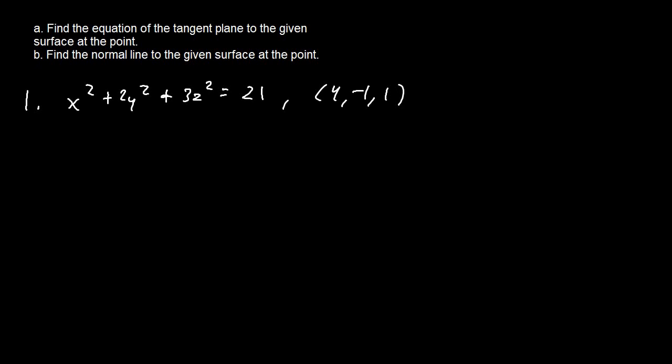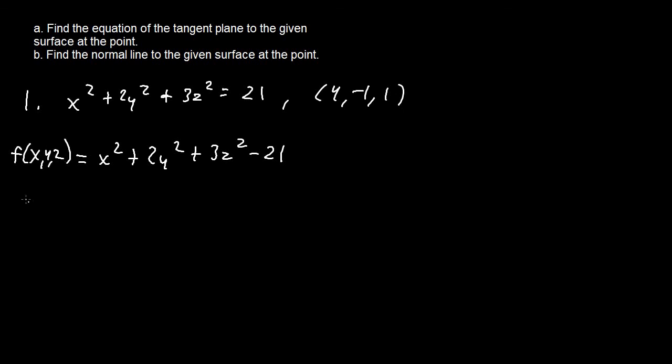So let's go ahead and first, before we do anything here, we need to get everything to the same side of the equation. So I'm going to go ahead and subtract the 21. So we get x squared plus 2y squared plus 3z squared minus 21 equals 0. And then we're going to eliminate the 0 and set it equal to the multivariable function. So now we can set it equal to f of x, y, and z.